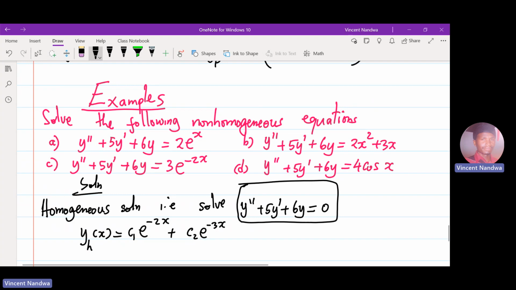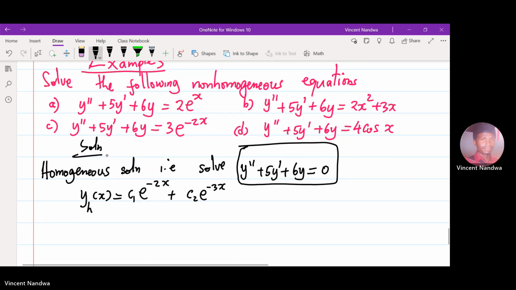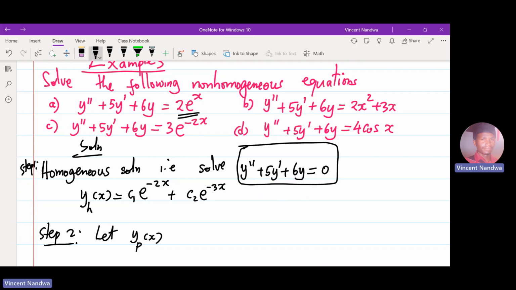So what follows, if you go to the steps, this is step 1. Step 2, get the form of YP. Now remember, the form of YP is determined by the structure of the G of X. So G of X is 2e raised power X. So what would be the correct form? A naught e raised power X.